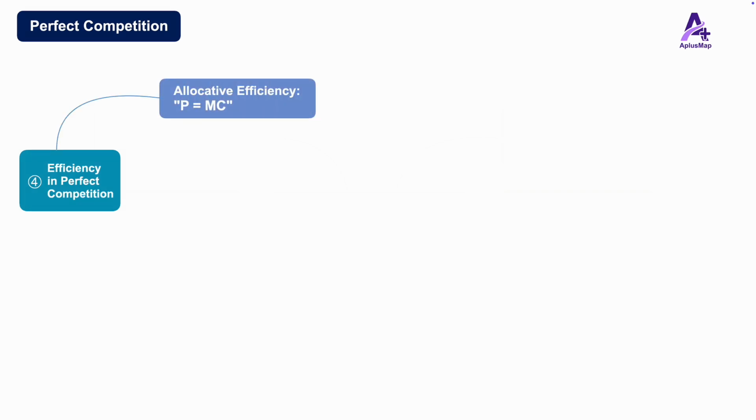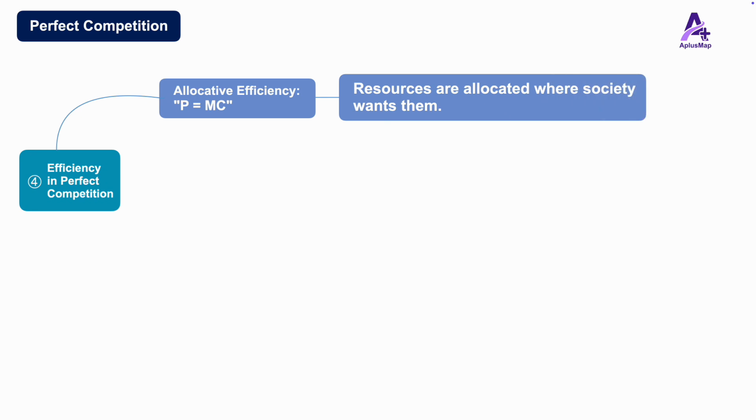First, there's allocative efficiency. Remember, that happens when price equals marginal cost. P equals MC. Price is what we're willing to pay. Marginal cost is the cost of making one more. Exactly. So when P equals MC, it means the value society places on the last unit produced, P, is exactly equal to the cost of the resources used to make that last unit, MC. We're producing just the right amount, not too much, not too little. Resources are allocated perfectly according to society's desires.